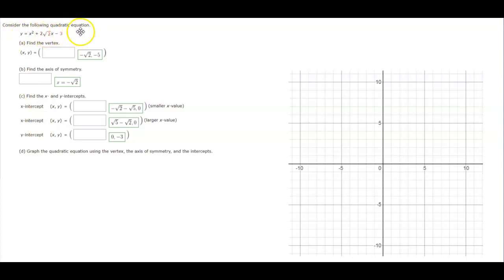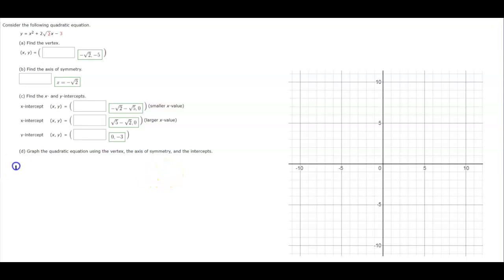Okay, we're going to consider the following quadratic equation where y is equal to x squared plus 2 times the square root of 2x minus 3. We want to find the vertex, the axis of symmetry, the x and y intercepts, and then we want to graph the quadratic equation using the vertex, the axis of symmetry, and the intercepts.